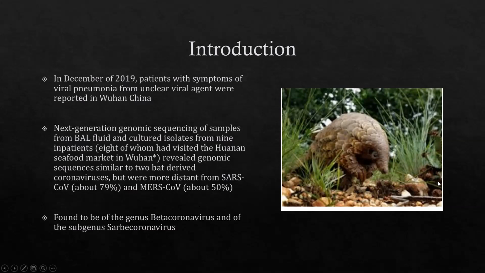I don't know if anyone knows what this is, but it's called a pangolin. It's a scaly anteater, and this is what's thought to be the intermediate host facilitating it getting into humans. The particular virus, the coronavirus that we all know, COVID, SARS-CoV-2, is of the genus betacoronavirus and the subgenus sarbecovirus.